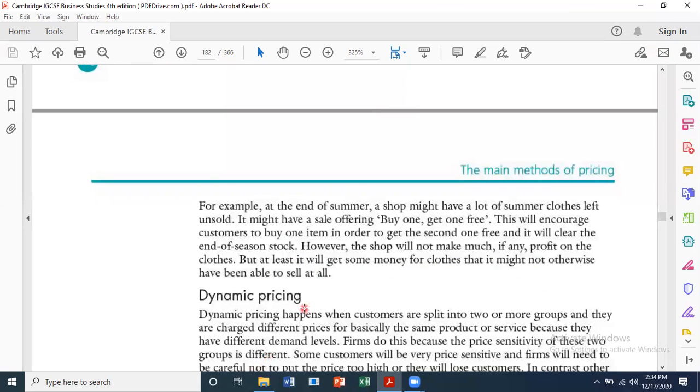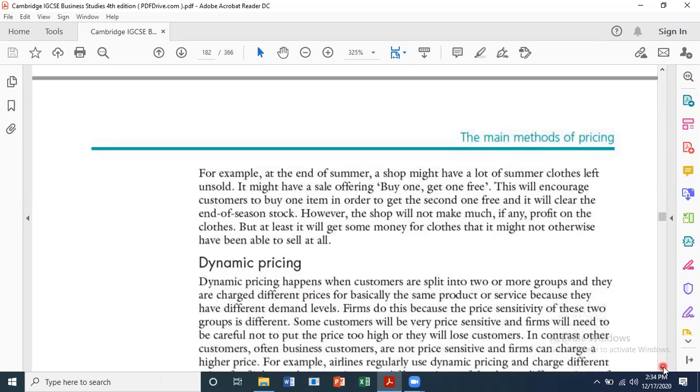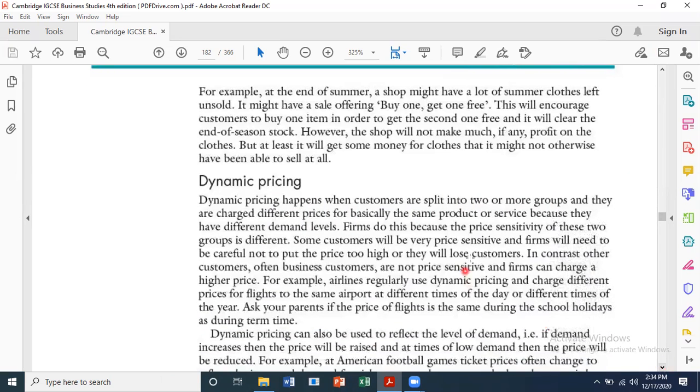Dynamic pricing. Dynamic pricing happens when customers are split into two or more groups, and they are charged a different price for basically the same product or service because they have different demand levels. Firms do this because the price sensitivity of these two groups is different. Some customers will be very price sensitive, and firms will need to be careful not to put the price too high, or they will lose customers. In contrast, other customers, often business customers, are not price sensitive, and firms can charge a higher price.